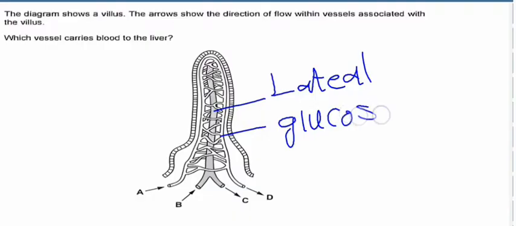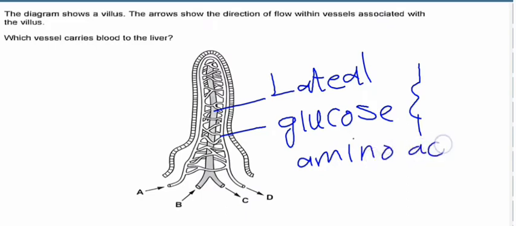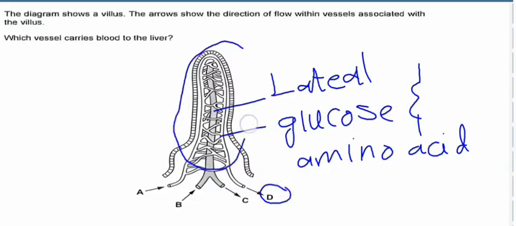Now these glucose and amino acids go direct into the liver, right? They go direct into the liver. Excess amino acids undergo what we call deamination to produce urea. So the part which is going to transport or carry blood to the liver is going to be what? D, because this villus here is found in the lining of the small intestine.